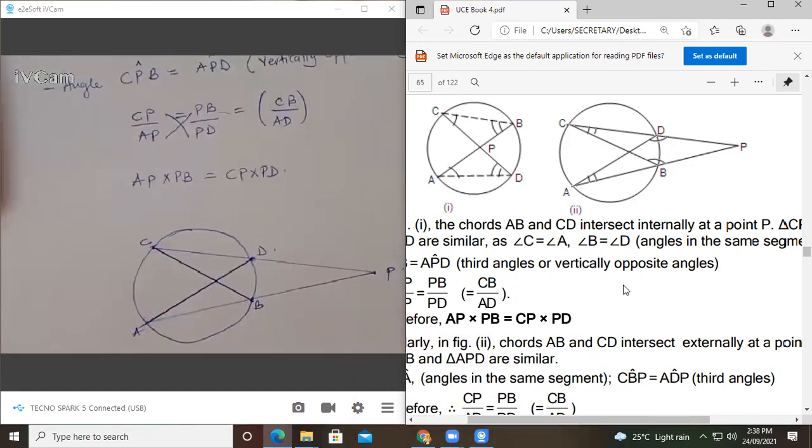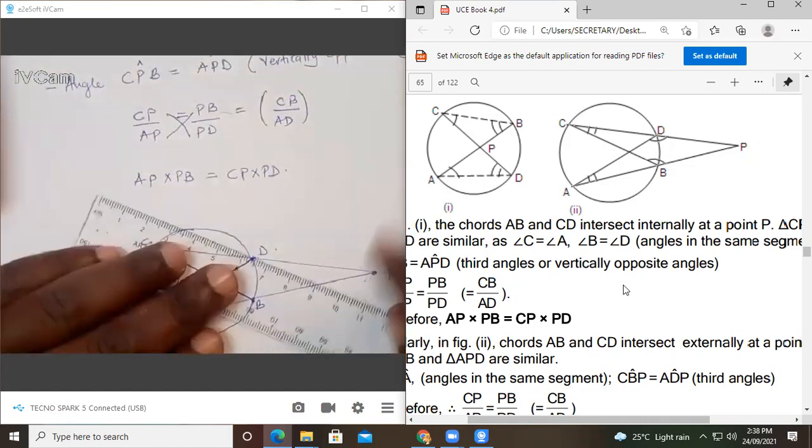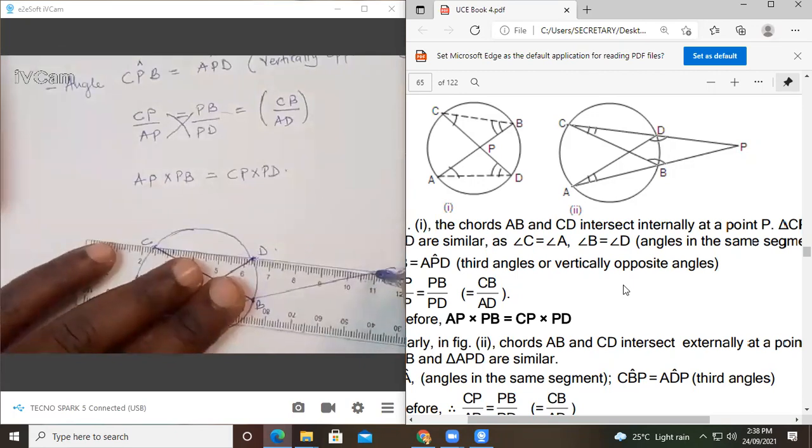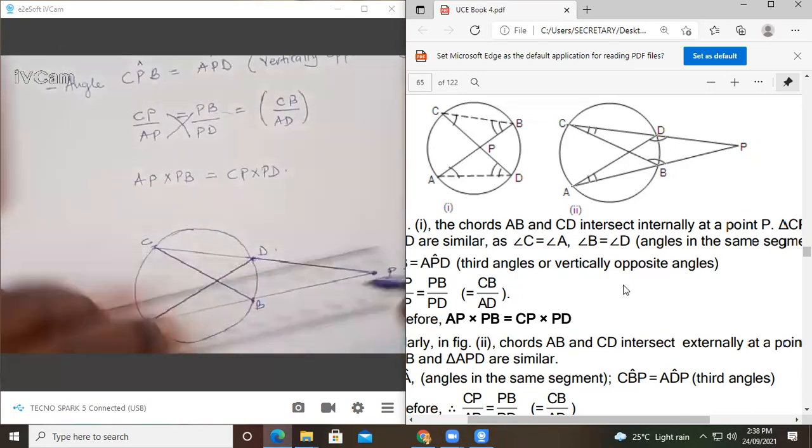I beg your pardon. So we have chords AB. Sorry, the chord is AB and the other chord is CD. Those chords, if extended, meet at point P. Now they form these triangles. Let me first emphasize this triangle here. We have this triangle here.